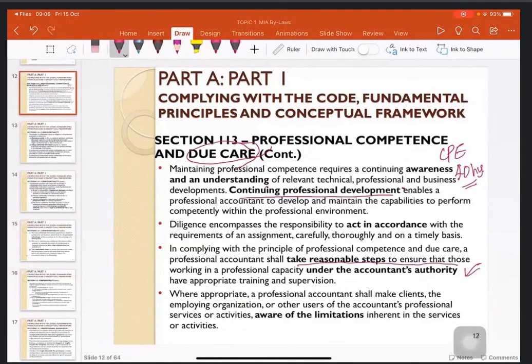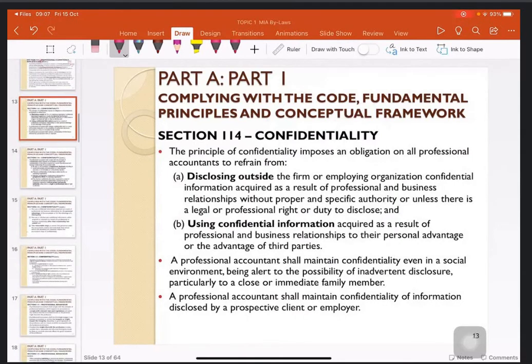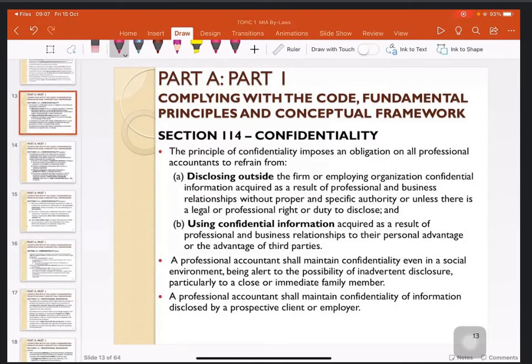Due care has two categories. One is completeness of the working paper and the other is courtesy. We need to have a sense of responsibility towards the public. Not only shareholders but other persons who might use the audit report.